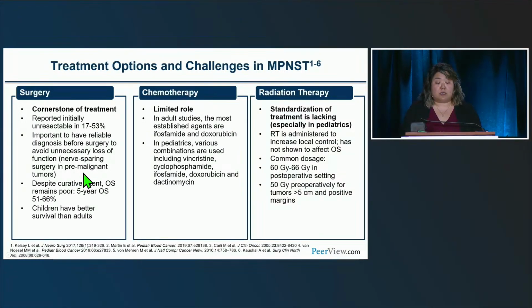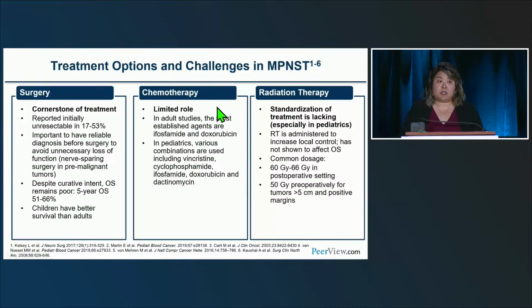And so it's really important before surgery that we try to get a reliable diagnosis if we're going to be doing a really drastic surgery and avoid any unnecessary loss of function. Because if it really isn't an MPNST, maybe we can be a little bit less aggressive and do more of a nerve-sparing surgery. Again, despite the curative intent, our overall survival is still very poor, although, thankfully, for our kids, they have a little bit better survival than our adults.